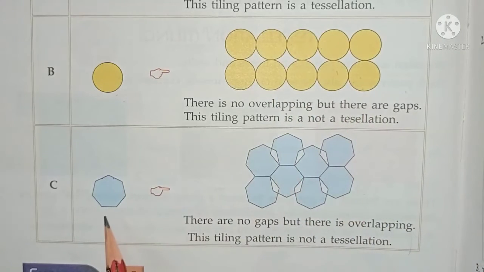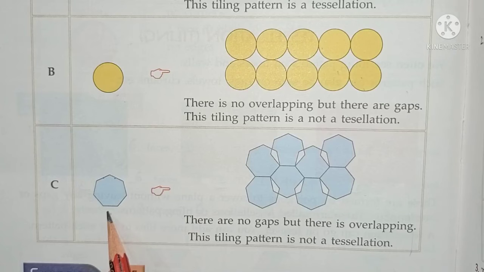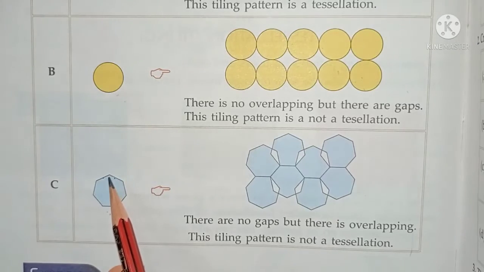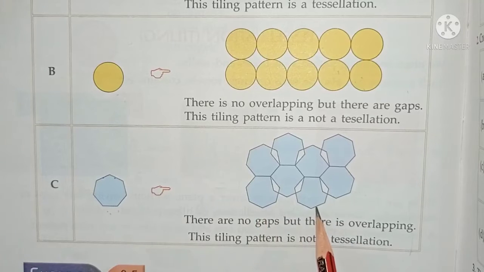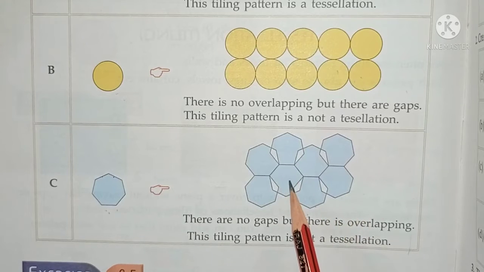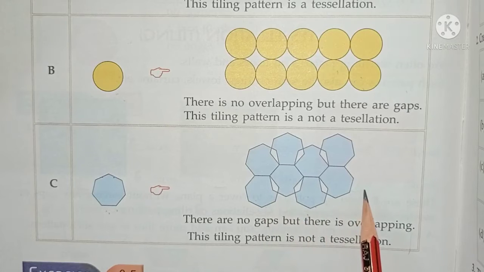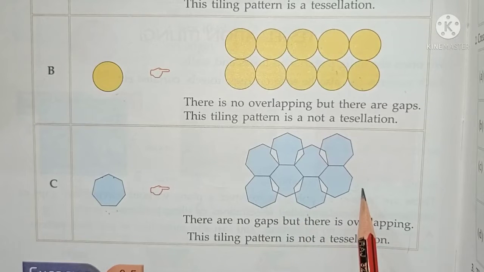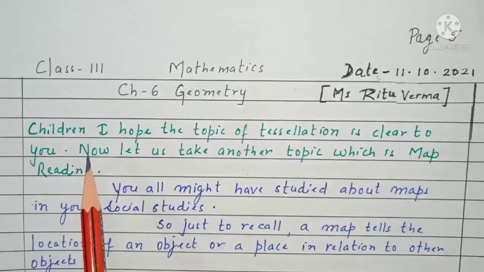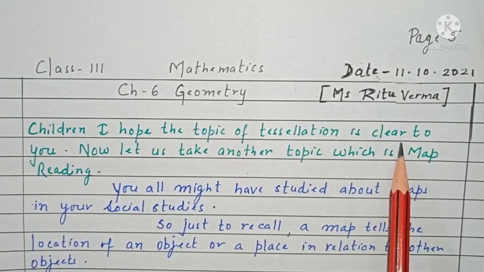Moving on to figure C. Figure C is showing a heptagon with 7 sides. Heptagon means 7 sides. So the tiling pattern shown here has no gaps, but there is overlapping. Hence, this tiling pattern is not a tessellation. Children, I hope the topic of tessellation is clear to you.